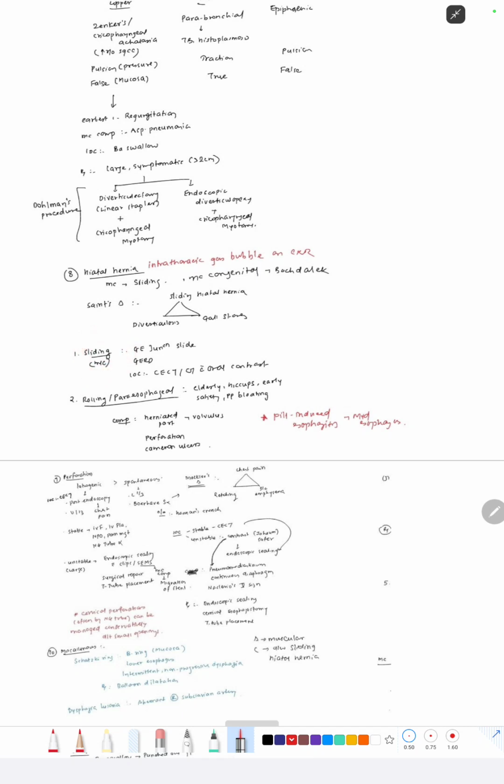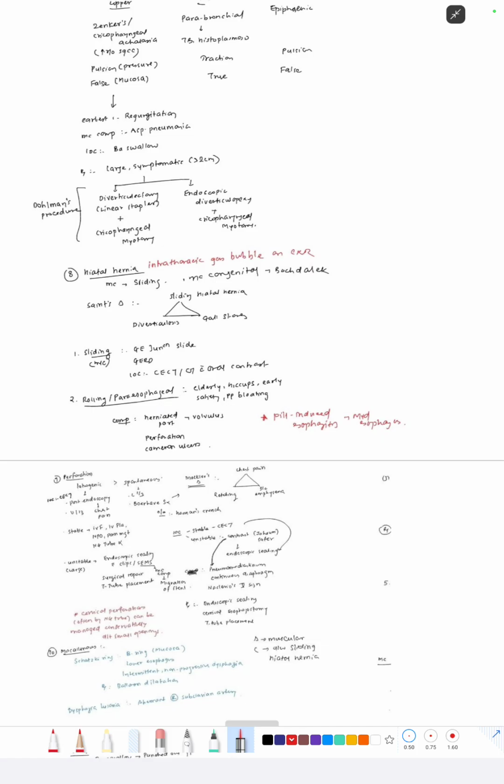Now, type 1 hiatal hernia, that is called a sliding hernia, which is the most common. Here, the gastroesophageal junction slides above the diaphragmatic level. So there are increased chances of GERD. Investigation of choice is contrast enhanced CT. Then next, type 2 is the rolling type or the paraesophageal type. It is found in the elderly. It is associated with hiccups, early satiety, and postprandial bloating. The complications are that this herniated part of the stomach can undergo volvulus, perforation, or there can be ulcers, that are called Cameron ulcers.